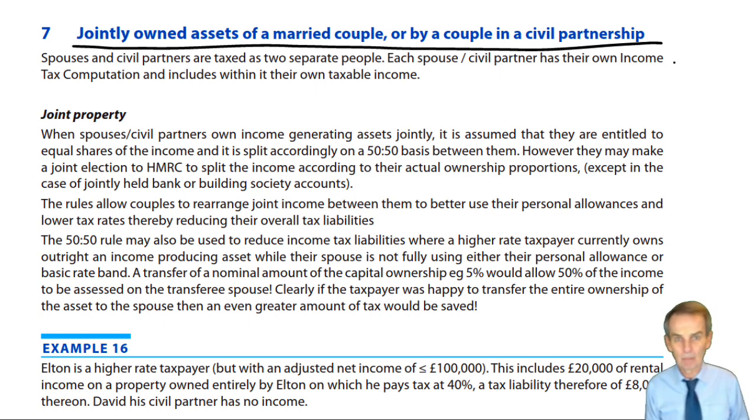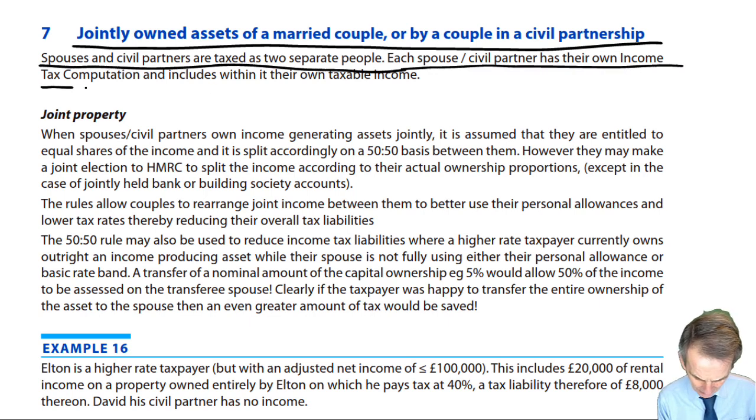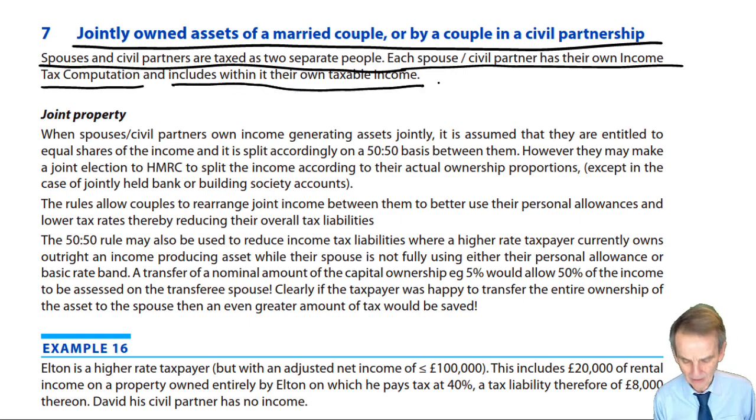So what are we going to do? Because that income does not go to a joint computation, it has to be separated out and split between the spouses. And here we have a very simple rule. It's the logical one that you might think of, and we'll know it as the 50-50 rule. First, as we've just said, spouses and civil partners are taxed as two separate people. Each has their own income tax computation, and we include within it their own taxable income. Equally, they have their own individual CGT computation and eventually IHT computation that we'll discuss in later chapters.